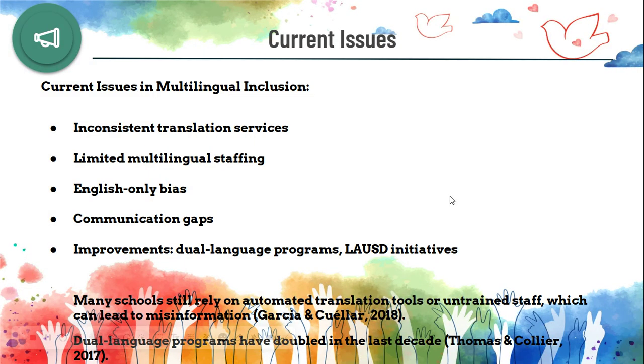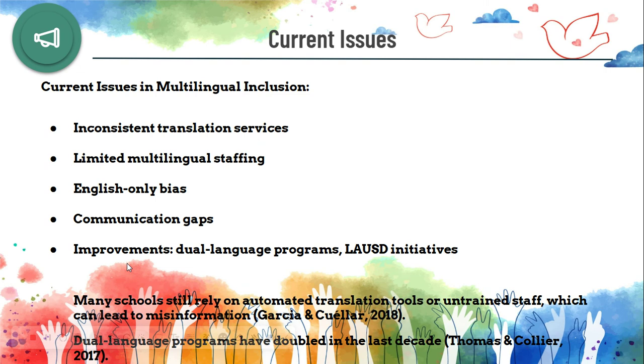Current issues. There are several major issues currently affecting multilingual families in K through 12 settings. First, access to translation and interpretation is inconsistent. Some schools rely on untrained staff or automated tools, which can lead to misunderstandings, as Garcia and Kohler explain, and this can directly harm family engagement.